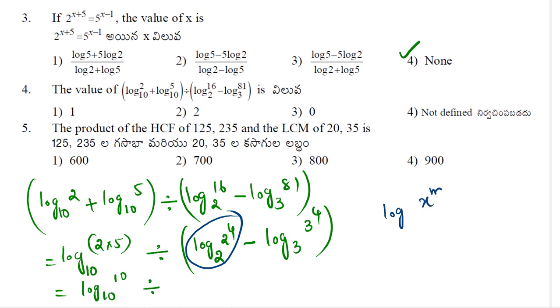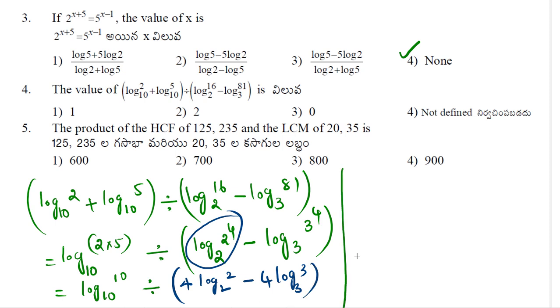to the power of m to the base a. This can be written as, bring this m to front side. So m log x to the base a, like that we can write. So we can write this as 4 times log 2 base 2 minus, in the same way we can write the second value as 4 times log 3 base 3.